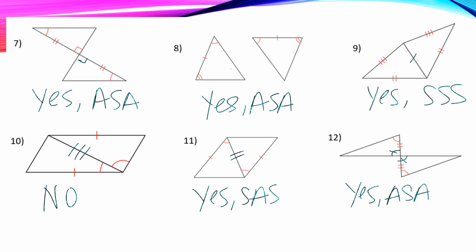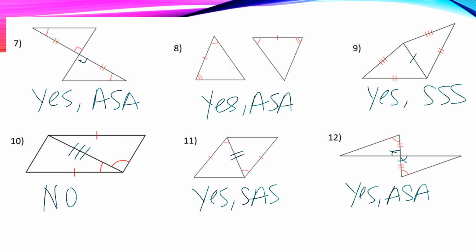Then 7 through 12. So 7 is angle, side, angle. The side is included in both those angles. Number 8 is angle, side, angle as well. The side is between those two angles. Number 9, because we have that reflexive property, it ends up being side, side, side.